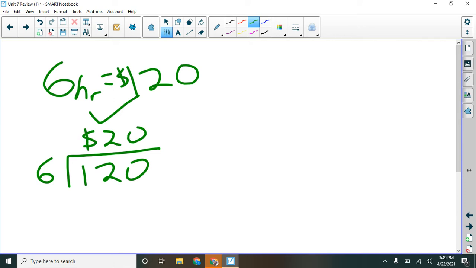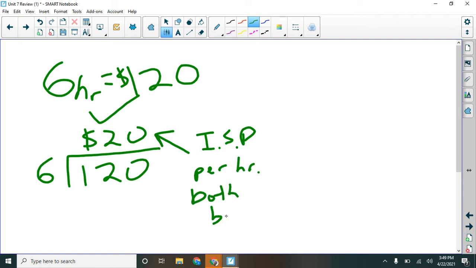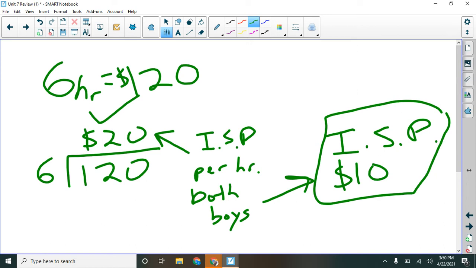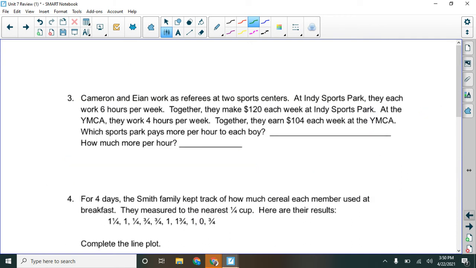So this number, right, you have to know what your numbers are. That number is the dollars at the Indy Sports Park per hour, but it's both boys. So if I want to get just one boy, they're going to split that in half, right? Half of 20 is 10. So Indy Sports Park, $10 per hour. Not terrible, especially if you're a teenager working out there at something like that. All right, you are going to figure out the amount for the YMCA.